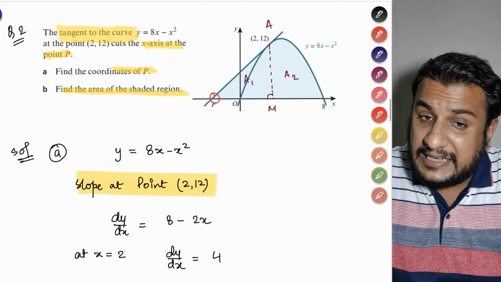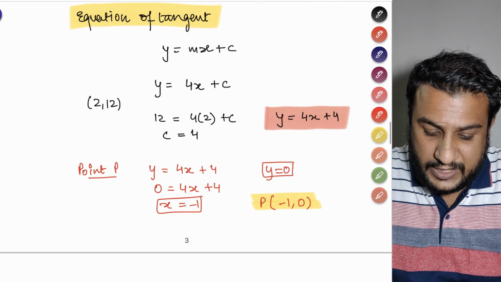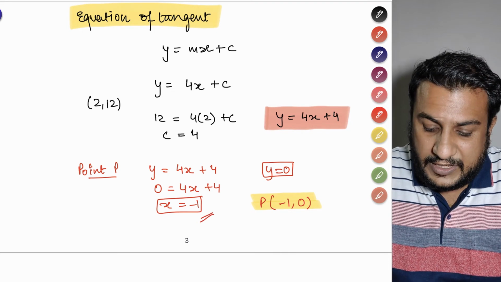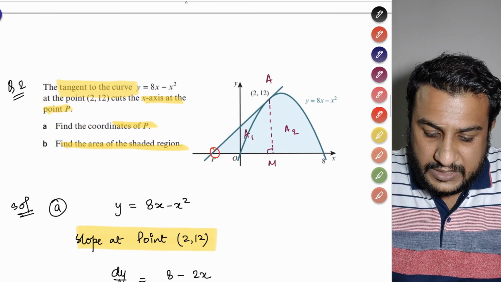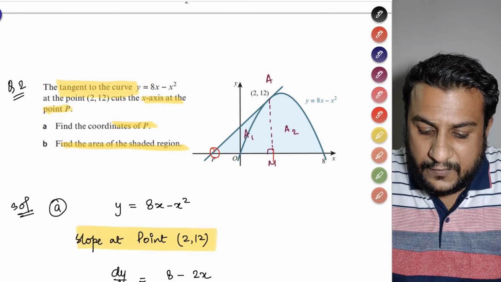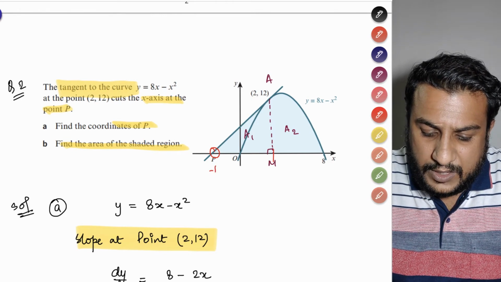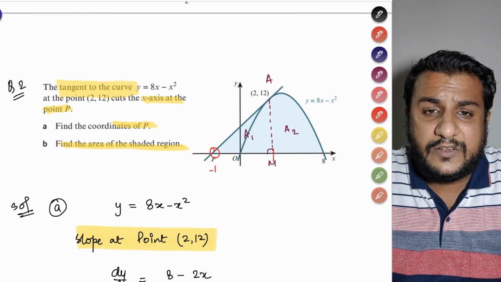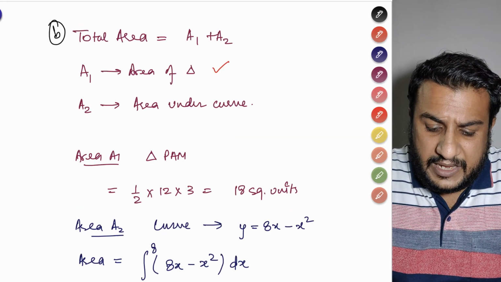Now since P is the x-intercept over here, and as we discussed in the previous question, x-intercept means y equals 0. So if you put y equals 0, you will get x equals negative 1. So the coordinates of the point are (-1, 0). Now again, what we can do is either use the triangle AMP and then integrate the curve from point 2 to 8, or you can integrate the line from negative 1 to 2, the area under the line, and from 2 to 8 the integration of the area under the curve. So again, total area is the area of the triangle plus the area under the curve.